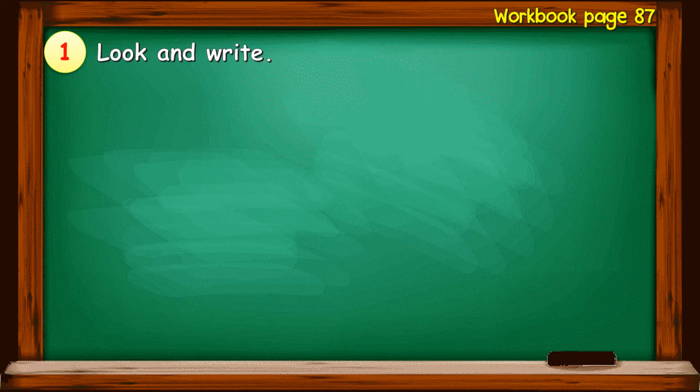Now, let's take a look at workbook page 87. Number 1, look and write. Okay, you see there you are given 6 words. The first one is cast. This is a cast. So if you fell down and broke something, like broke your bone, then you need a cast.